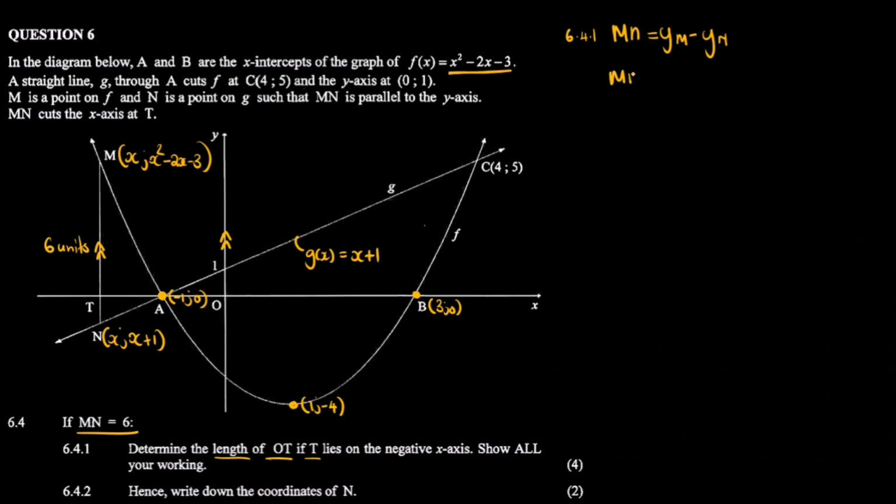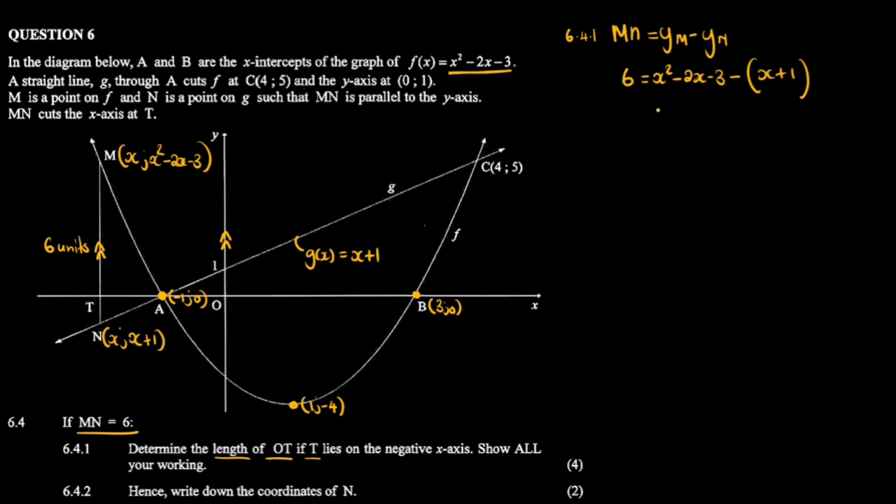Okay, so we know that MN is equal to, what is the y coordinate at M? That's going to be x squared minus 2x minus 3. And of course, what is the y coordinate at N? That's going to be x plus 1. So this is what we then have. But remember, we know the value of MN. We were given the value of MN as 6. So we're going to substitute that as well. So this is going to be 6, which is equal to whatever we're looking at.